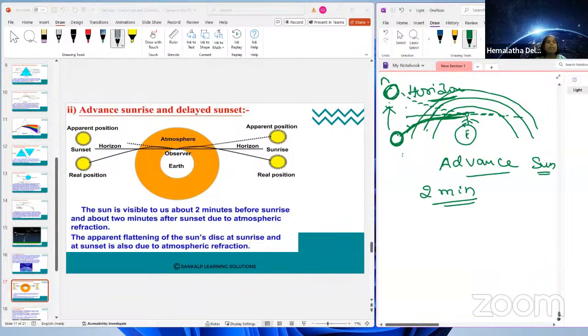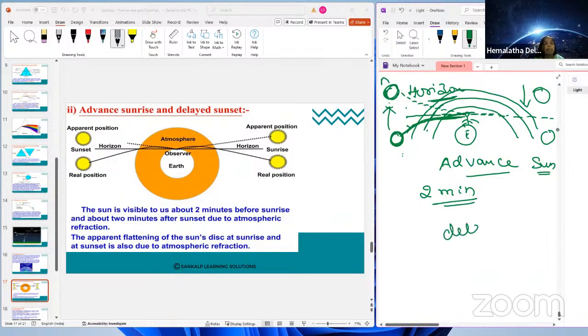The same thing happens in the case of the sunset. Here it is sunset. Again, I will tell you: sunset means the sun will go from up to down. The horizon is here. The sun will go from top to bottom like this. If it goes like that, then what happens? Here what happens is delayed sunlight.